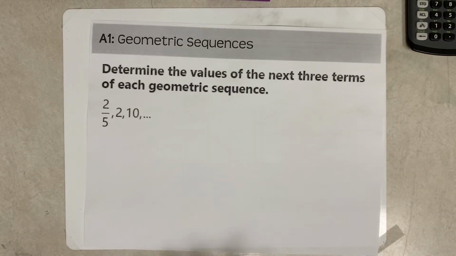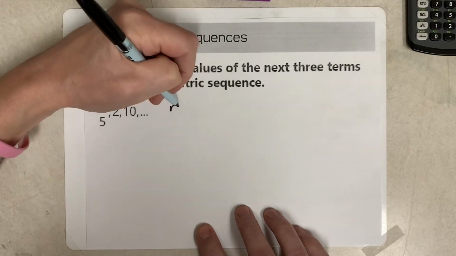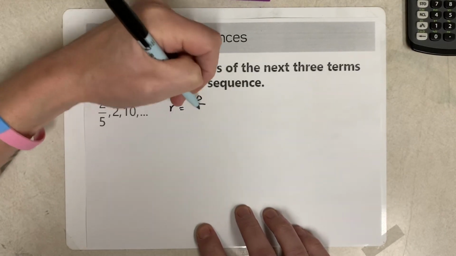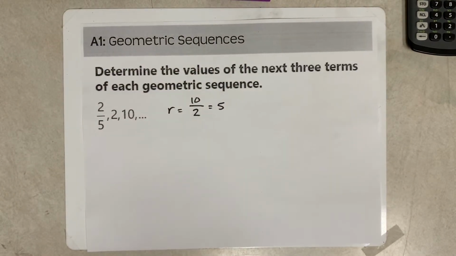All right, let's see this one. Let's do 10 divided by 2 this time. You can take any one. 10 divided by 2 happens to be 5. So our common ratio is 5.